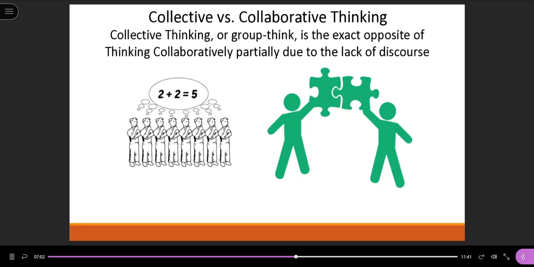So it's actually a bit of a trick question. If you are going along with party lines and you're just doing as everyone says, then yes, that is collective thought. But if you are actively engaging in the debates and you're actively engaging with others after forming your own opinions, then you're actually thinking collaboratively.